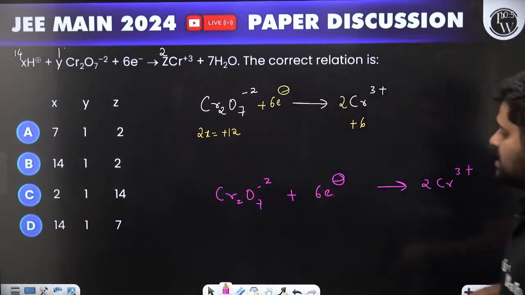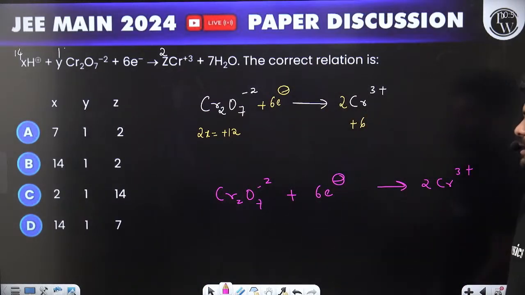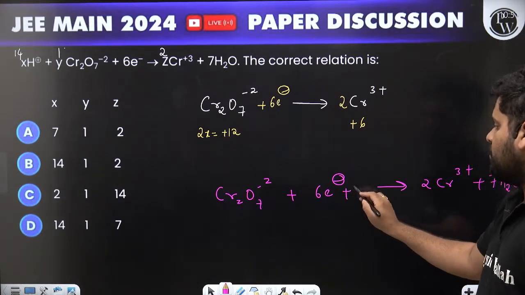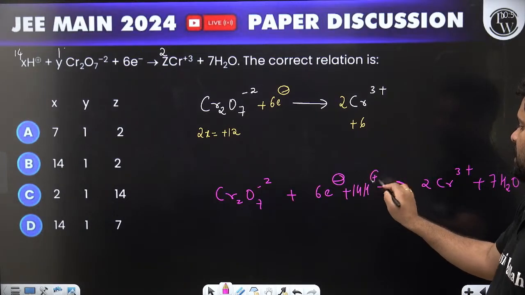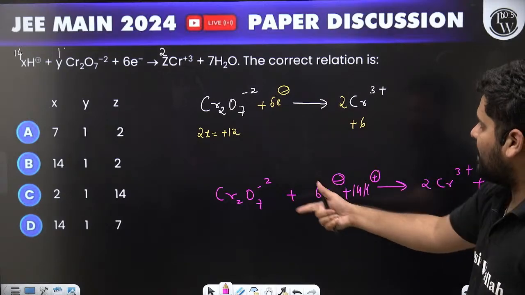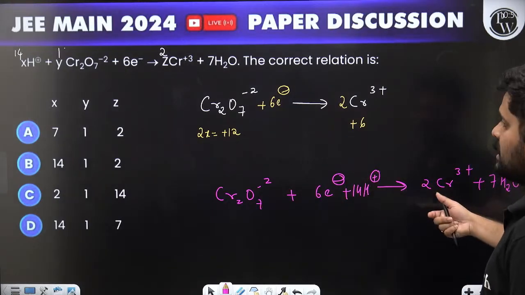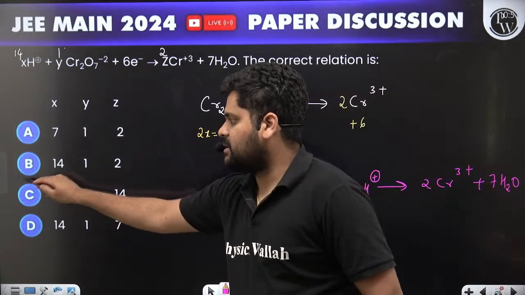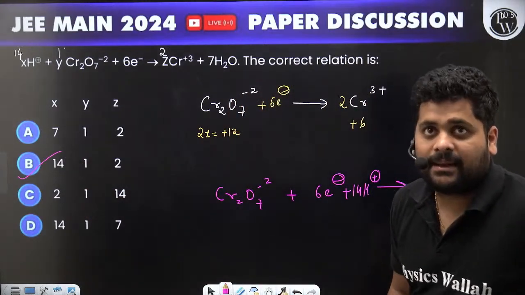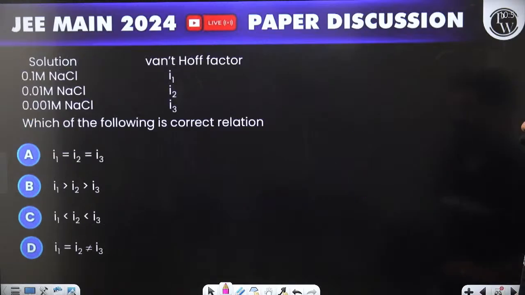Next, you just need to check oxygen. There are 7 oxygen atoms, so you'll put 7 H2O. There is no H plus, so you'll put 14 H plus. That is what we have to do. We have 14 H plus, 1 Cr2O7 and 2 Cr3 plus. The correct answer for this question is option B. B for ball. Very good, Daniel. Now, moving on to the next question after this.